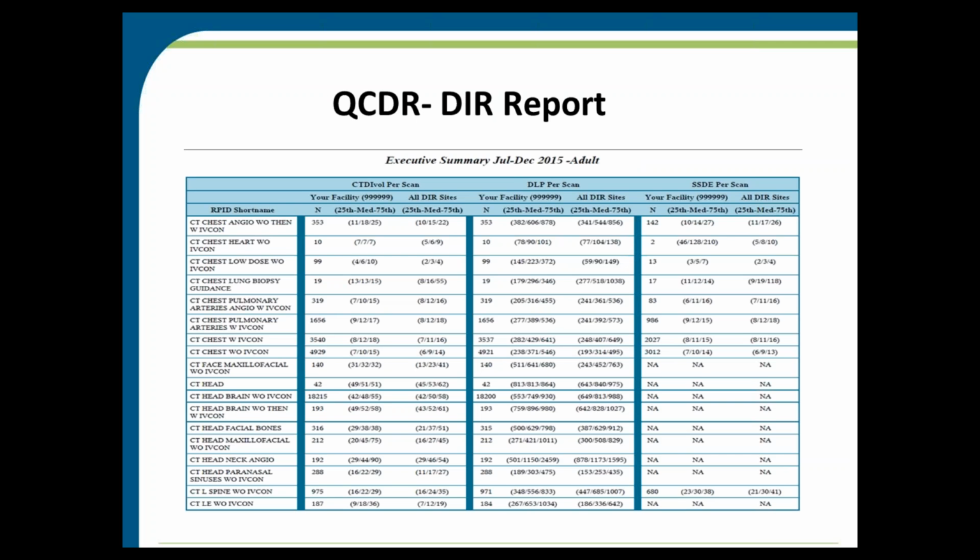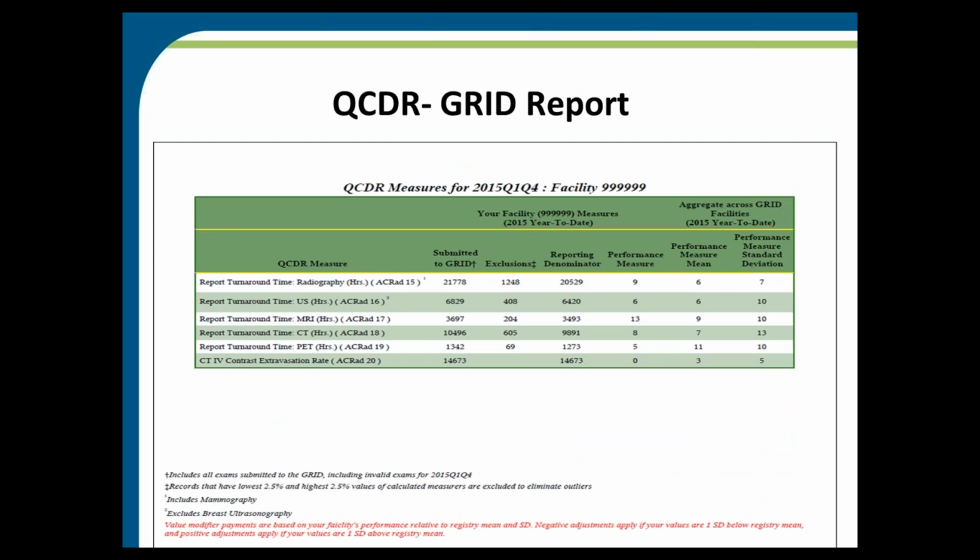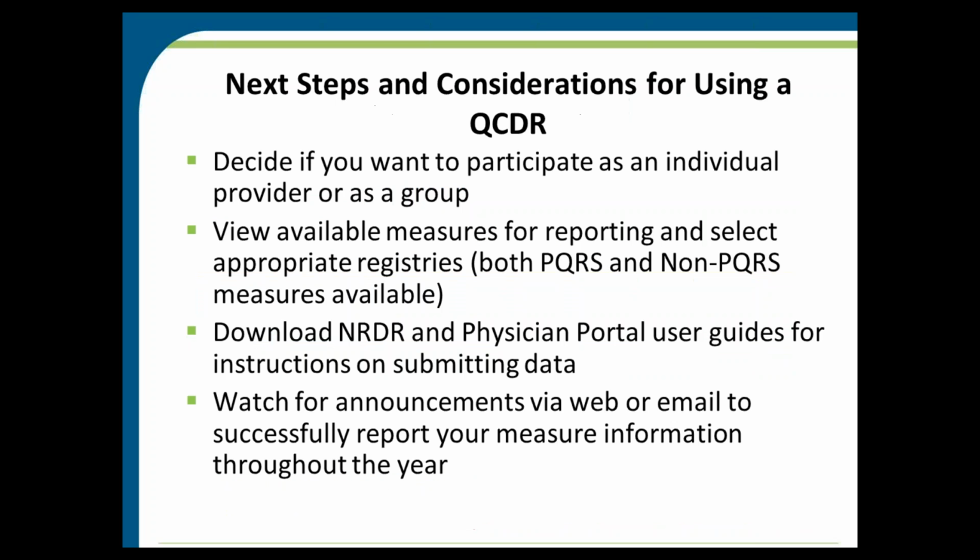This is just a quick sample of the dose index registry report. It's related to CT exams, as we saw in our measure selection tool demo, and so you can see your facility as well as all DIR participants. Anybody who's in the DIR, you can see their percent and means looking at their CT exams. We also have just a snapshot of the GRID registry. As I mentioned, GRID is related to measures that are reporting turnaround time, and so you can see data that was submitted. You can see your performance measures, your means, and standard deviations.